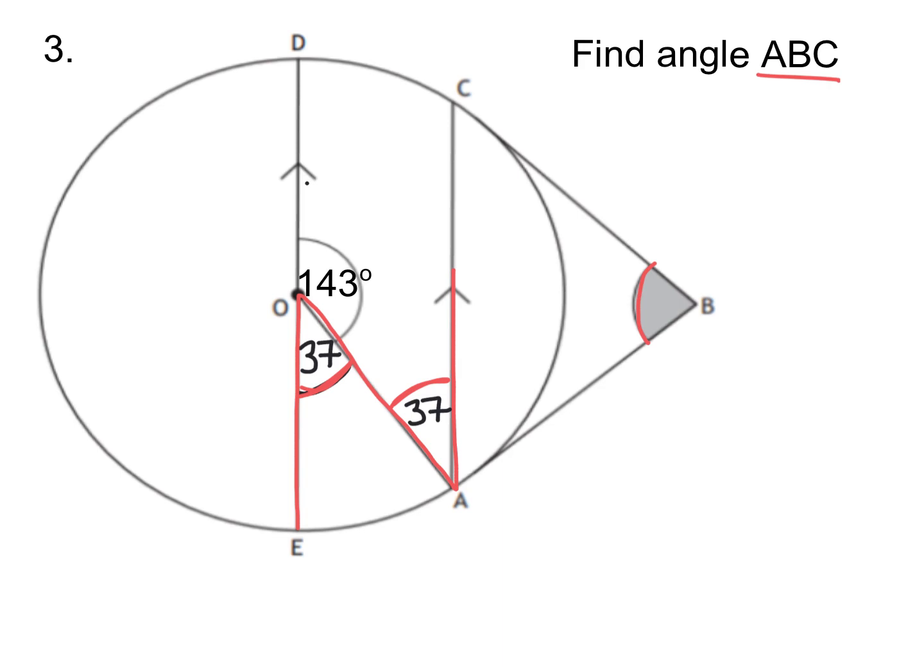The second bit is for recognising that this bit is a radius meeting a tangent, and radiuses and tangents meet at 90 degrees. So if this is 90 degrees, this one in here is 90 take away 37. 90 take away 37 is... I've hit a wee blank moment there, is 53. So this angle is 53.